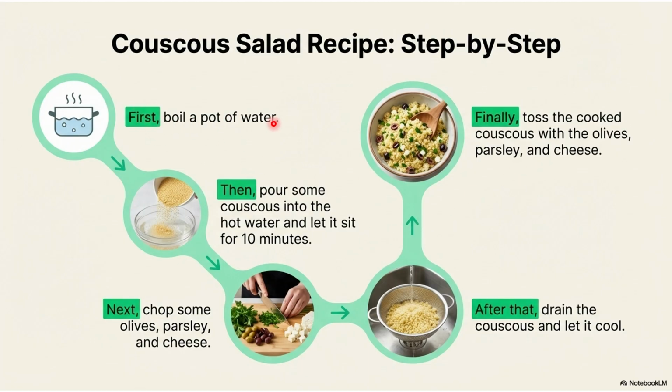First, boil a pot of water, then pour some couscous into hot water and let it sit for 10 minutes. Next, chop some olives, parsley, and cheese. After that, drain the couscous and let it cool. Finally, toss the cooked couscous with the olives, parsley, and cheese. You see? It helps your listener or your reader know exactly how to perform each action, in which order he should perform each of the actions.